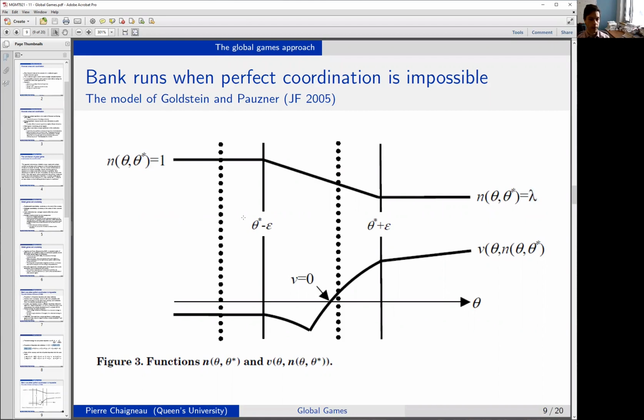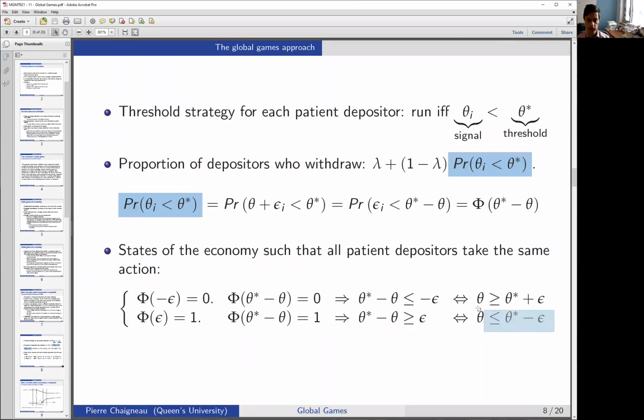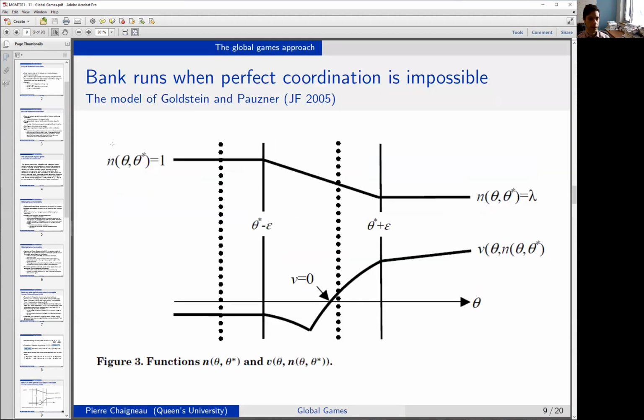Now, when theta is sufficiently low and theta is less than this, so now we are in this case, this expression here is equal to 1. And so this is equal to 1 as well, meaning that the proportion of agents who withdraw is equal to this, which is equal to 1. And this is a 1 you have there as well.